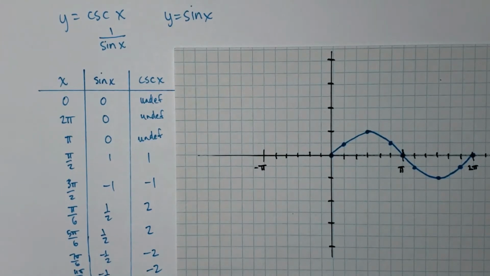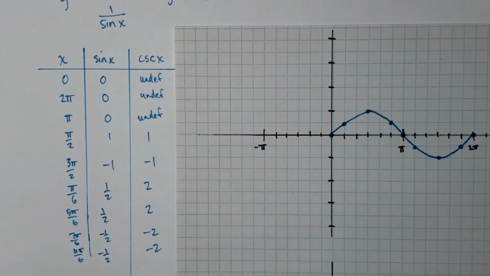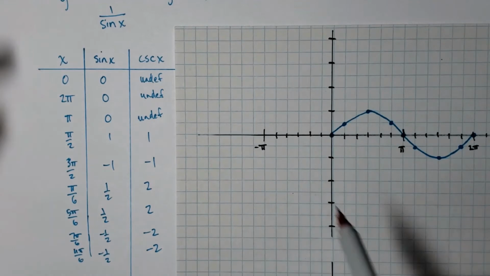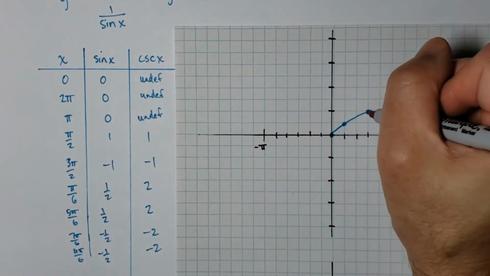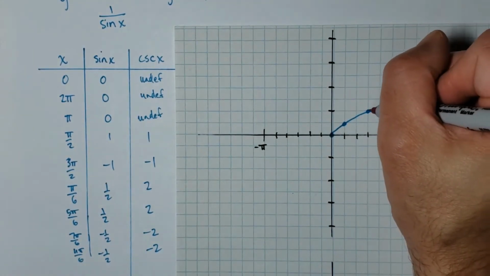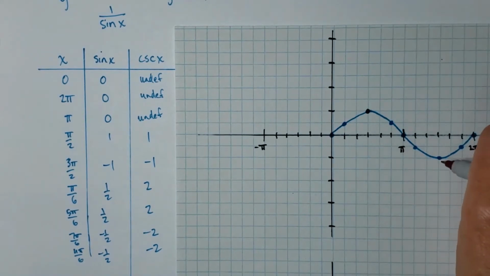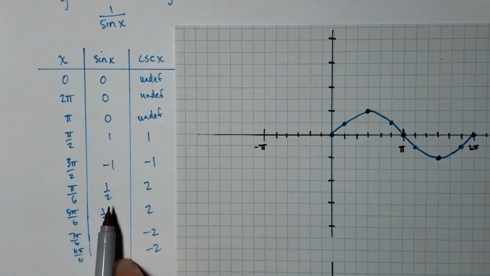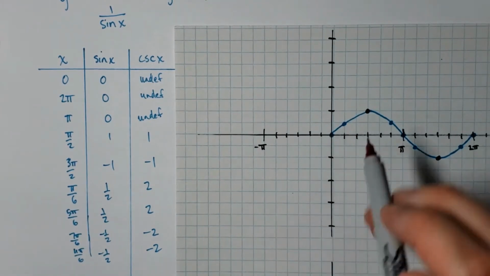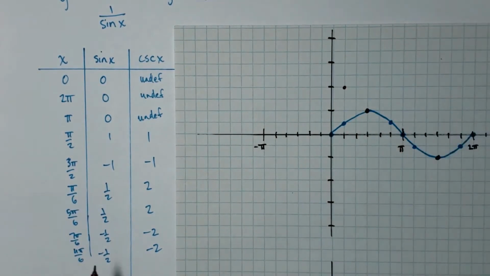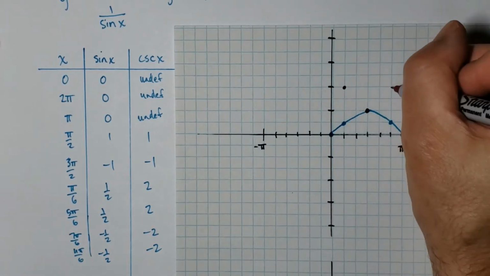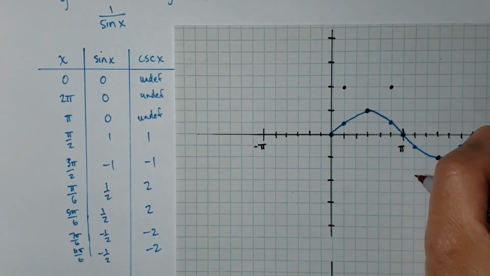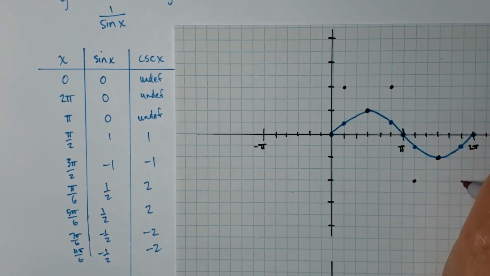Okay, so let's go ahead and throw those on our graph. I should have done those in a different color, but well. So I'm going to skip the undefined ones for now. At pi over 2, we're at 1, so that's that point right there. And at 3 pi over 2, we're at negative 1, that's that point there. At pi over 6, we go up to 2. And at 5 pi over 6, we're also at 2. And then these ones are negative 2.